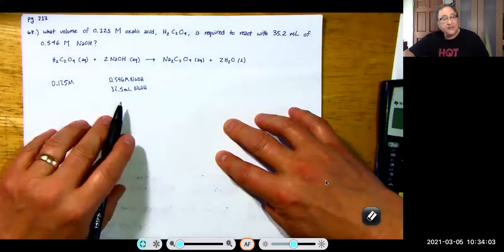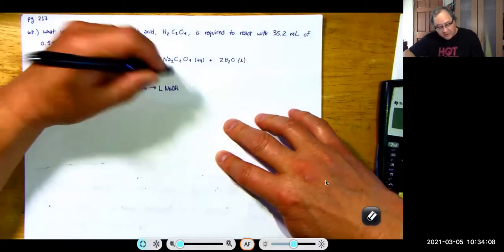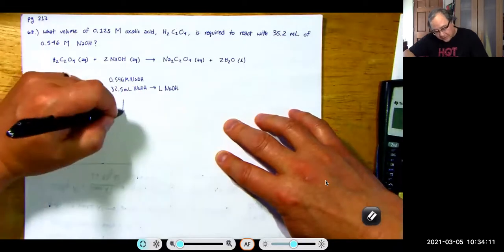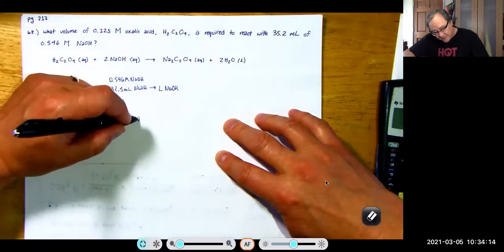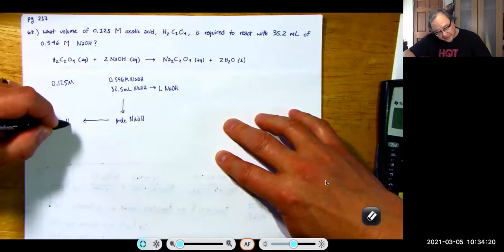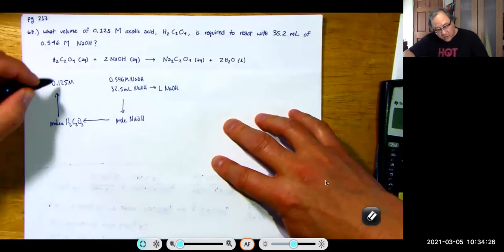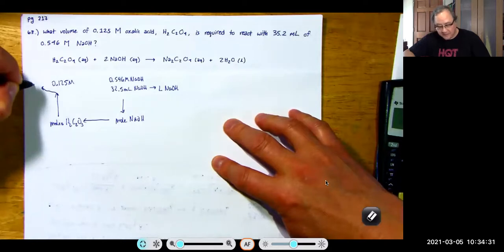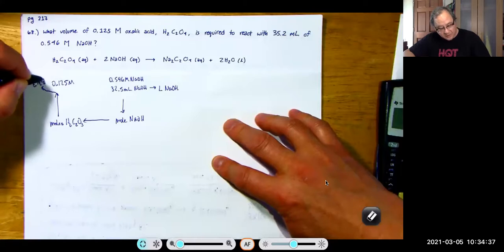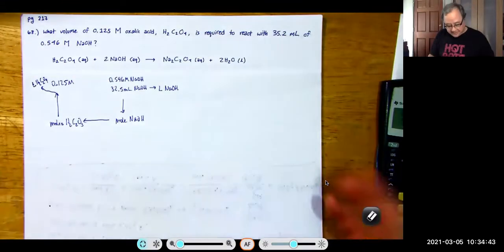So what I'm going to do is take this and turn it into liters of sodium hydroxide. And then I'm going to use the molarity and the liters to get the moles of sodium hydroxide. And then I'm going to take the moles of sodium hydroxide and figure out the moles of oxalic acid. And then I'll use the moles of oxalic acid along with the molarity to figure out the liters of oxalic acid. And I think I'm going to leave it in liters because why change it to milliliters? That's an extra step. And it says what volume, but it doesn't say how many milliliters.